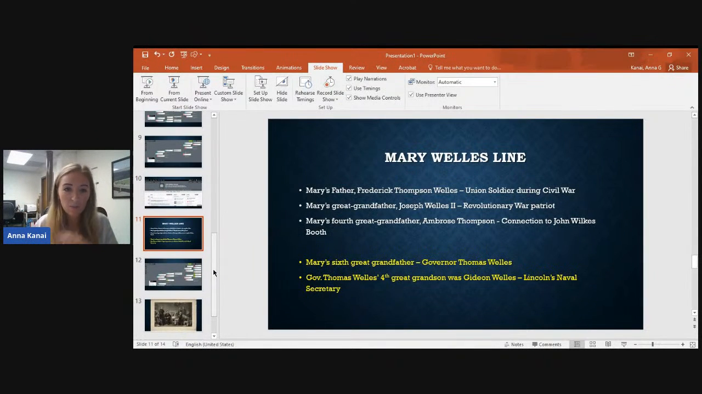So these bottom two bullet points: Mary's 6th great-grandfather was Governor Thomas Wells, and there's a lot of information on him as well. He was the only man in the colony of Connecticut's history to hold all four top offices. He was the governor, the deputy governor, treasurer, and secretary. He is everywhere in Connecticut's history.